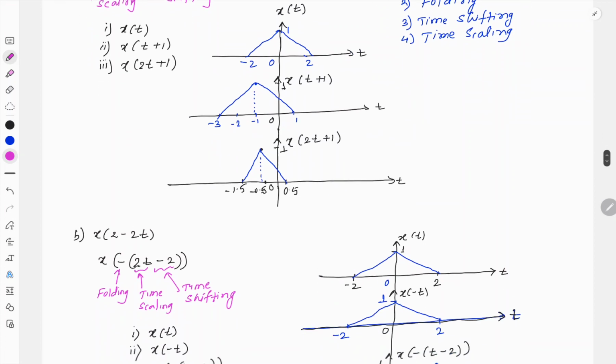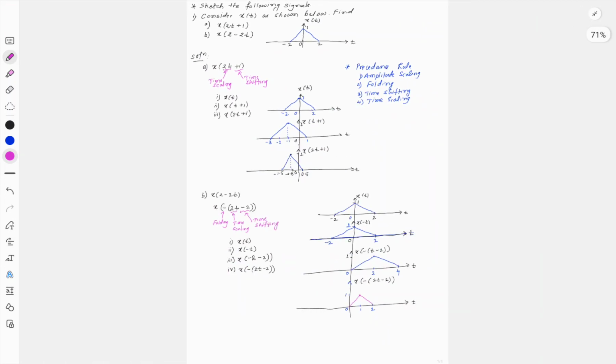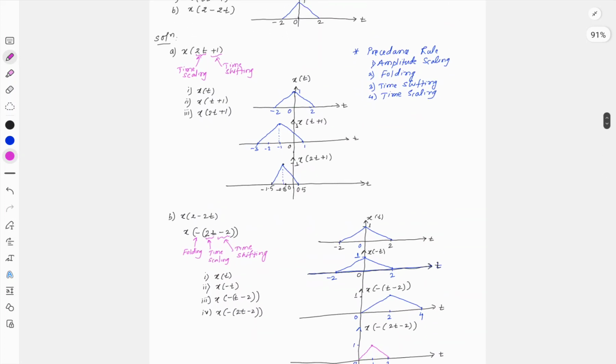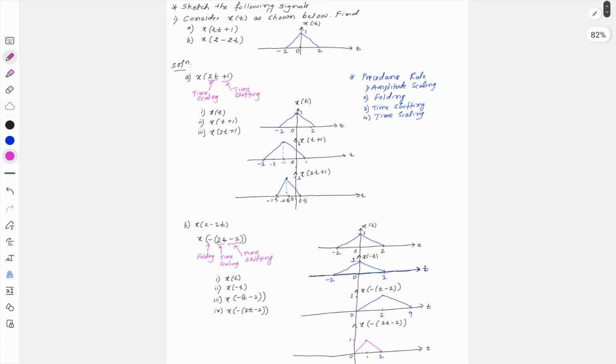So in this way you have to carefully do the operations depending on the given equation. So always remember, whenever you have an equation of this type like x of 2 minus 2t, you have to always simplify this equation so that t term becomes the first term. If t is with negative sign, take this negative sign common, so that will create a folding operation, and then respectively go on checking what operations are involved in this case and draw the signals appropriately.